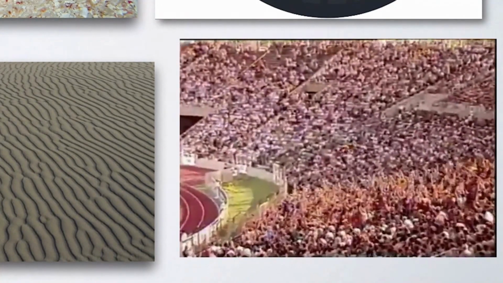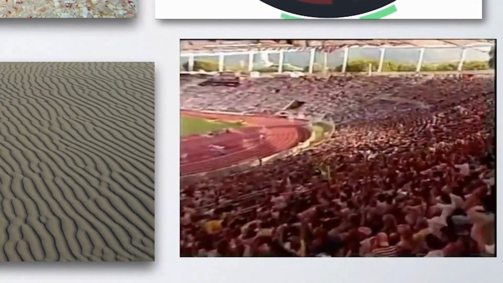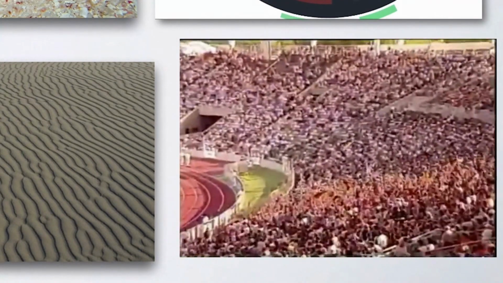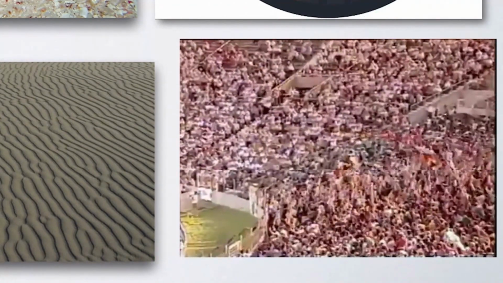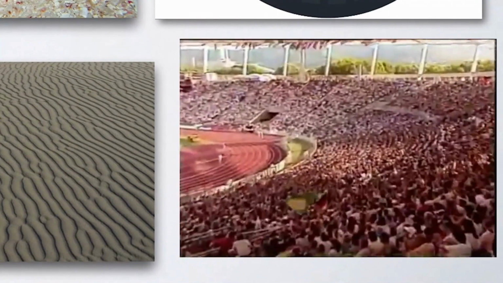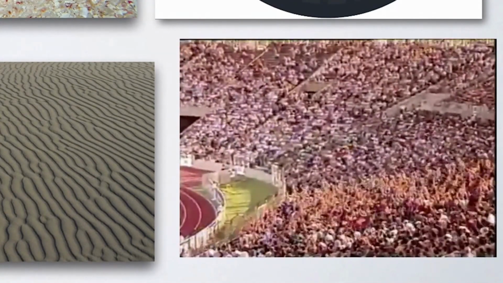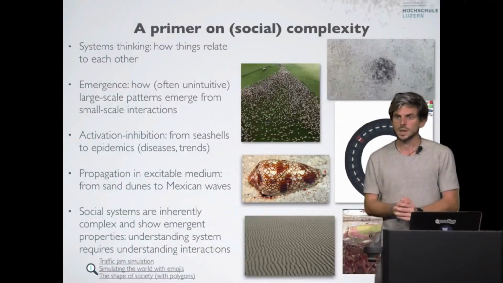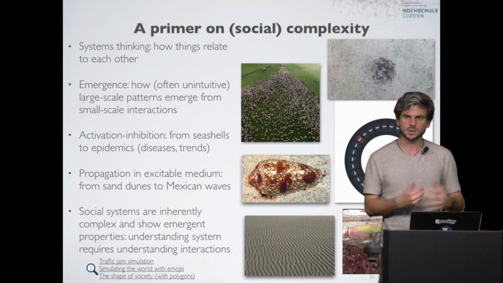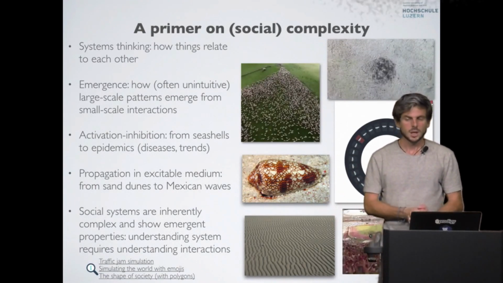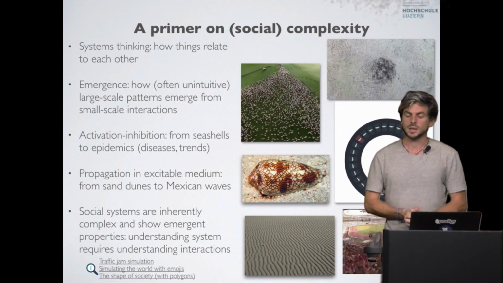Well, it's the same thing. This can be modeled in the same way by considering the crowd as an excitable medium, and considering that people are triggered by other people the same way that grains of sand are triggered by wind. And considering this, you can explain both sand dunes and Mexican waves. Beyond this, in fact, you can explain traffic jams.